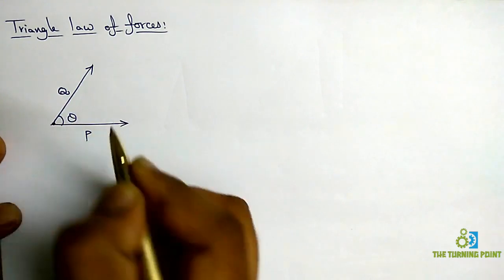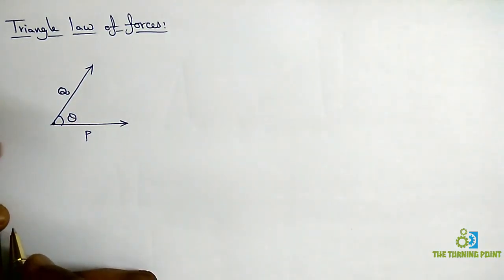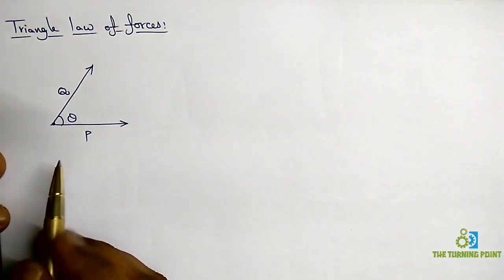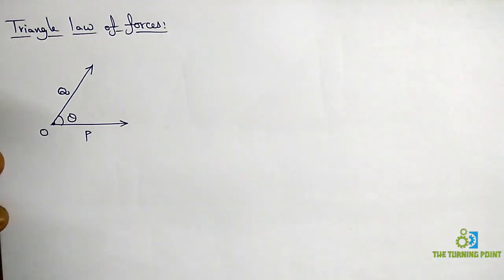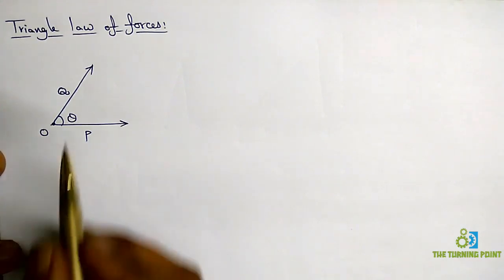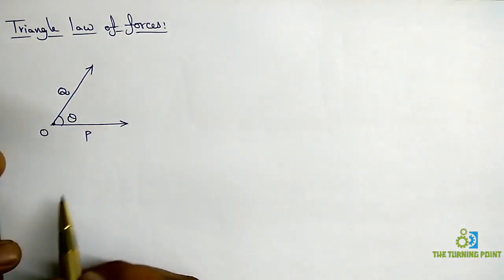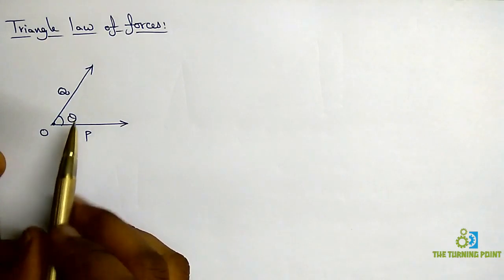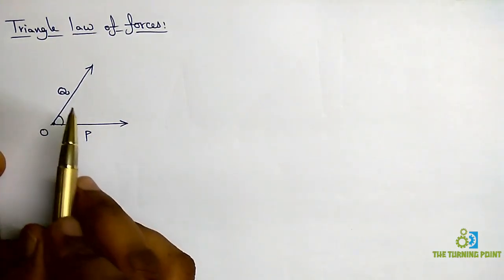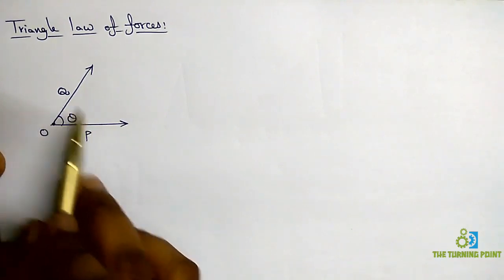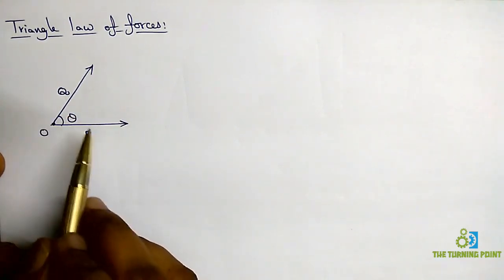Let theta be the inclination between those two. So I just want to find the resultant for these two forces. Let us consider this point as O. So here, in order to find the resultant, I am using the triangle law of forces. As per the statement, I can arrange these two as the adjacent sides of a triangle taken in order. Now also these two are adjacent sides of a triangle, but these are not in order.